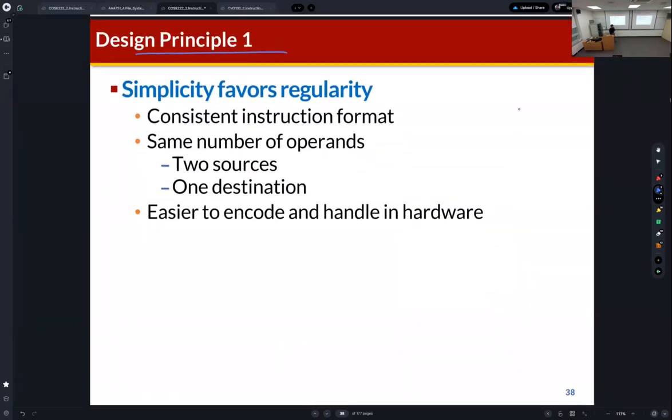So as I mentioned, this is design principle number one: regularity. The instruction format exhibits a regular format, and the arithmetic instructions require three operands: two source operands and one destination operand. What is the benefit? As I mentioned, we can design simpler hardware, which is easier to encode and handle in hardware.